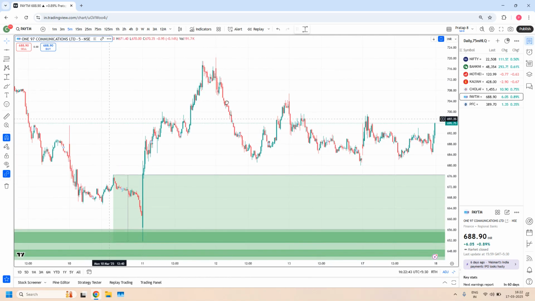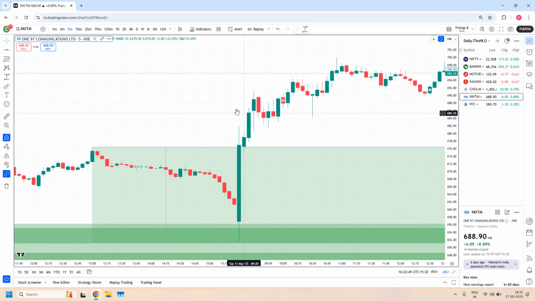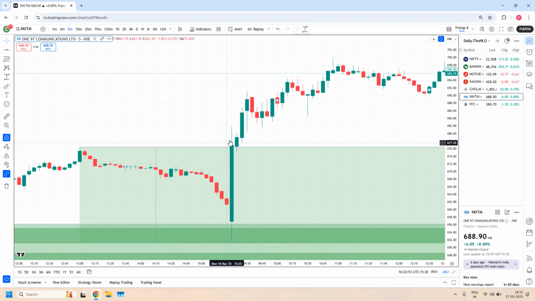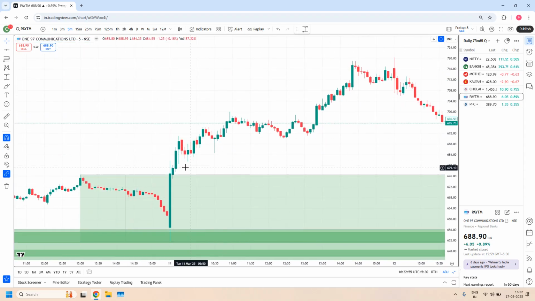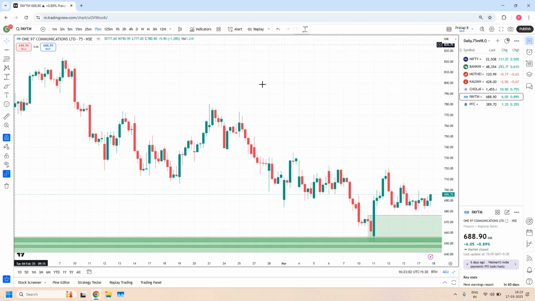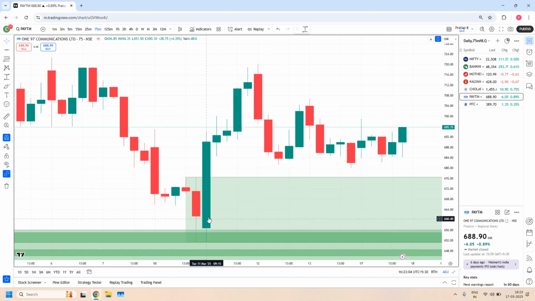Fine-tuned 5-minute zone. See, from this area only it picked up the orders. Went deep inside the 5-minute zone and then again pushed, and a big leg out candle formation, and that way your entire 75-minute zone is also completed. Go to 70. See this? Picked up the orders from this 5-minute zone and then the entire leg out, 75 minutes leg out.